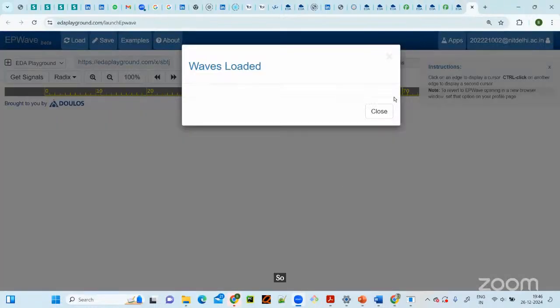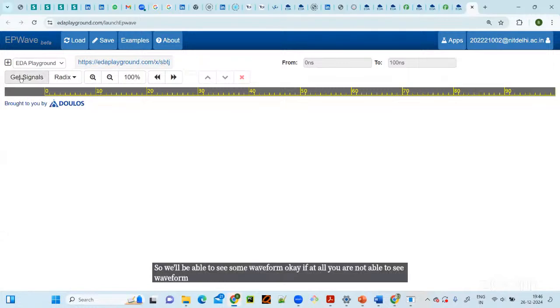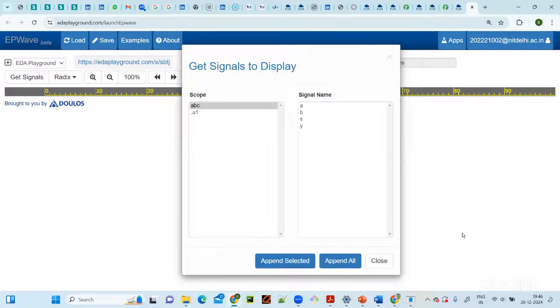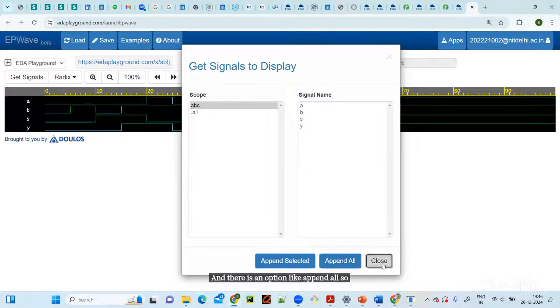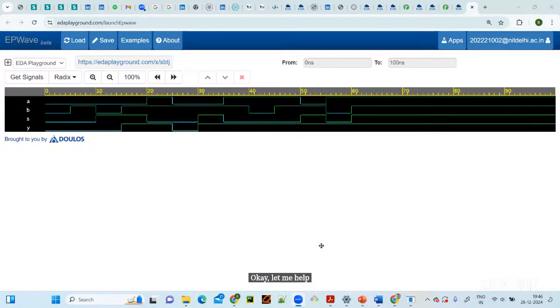So we will be able to see some waveform. If at all you are not able to see waveform, what you have to do is go to get signals, select this, and there is an option like append all. So you will be able to see those signals. Now see here, can you guys observe whether the functionality of the 2 cross 1 mux is happening properly or not? Let me help you here with the help of its truth table.